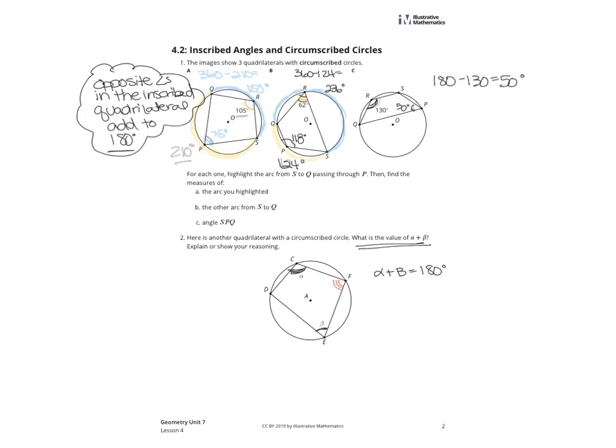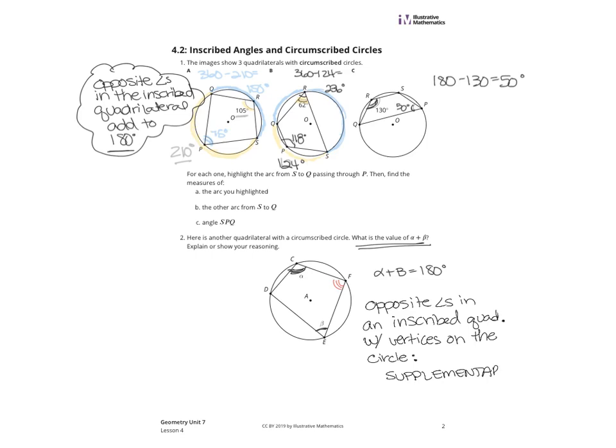So then one last time, the big focus of this lesson is understanding that the opposite angles in an inscribed quadrilateral, which I'm going to abbreviate, now this is with vertices on the circle, are supplementary. They add to 180 degrees.